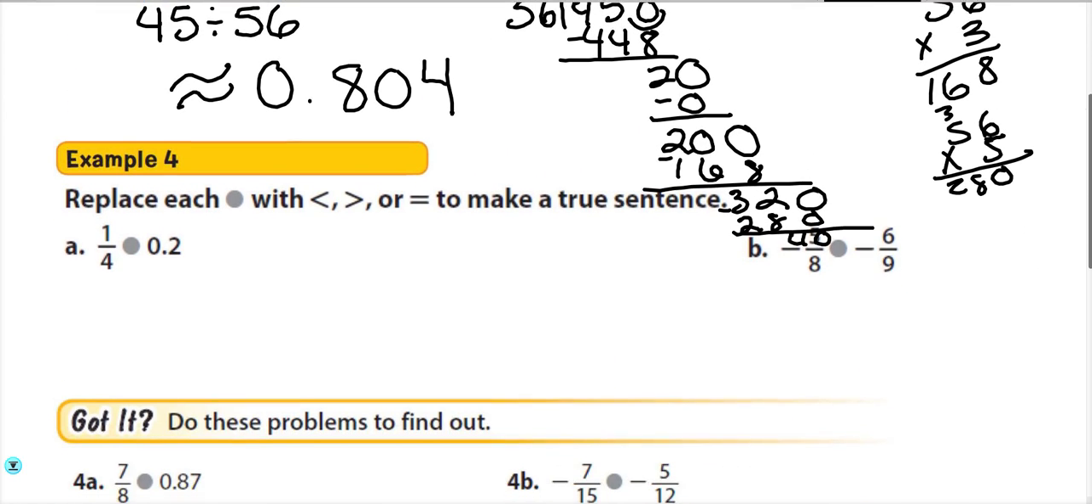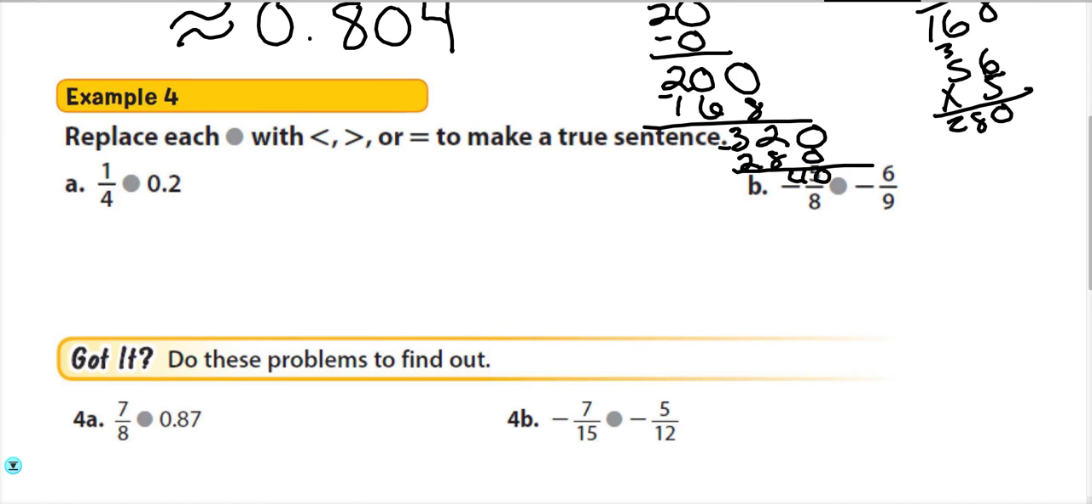All right, let's try the next one. We're going to replace the circle with less than, greater than, or equals to make a true sentence. Okay, so for this one, we have 1/4. We know that a fourth of a dollar is 0.25. And we're going to compare that to 0.2. So which one is actually bigger, a quarter, or in this case, 20 cents. If you add in the 0 back there, it'd actually be 20 cents. So we know that the quarter is bigger, so that would be greater than.